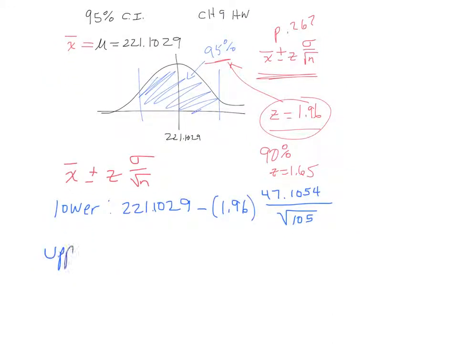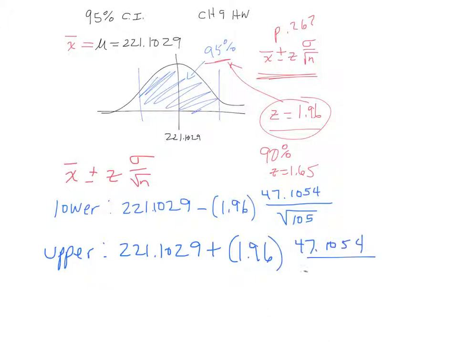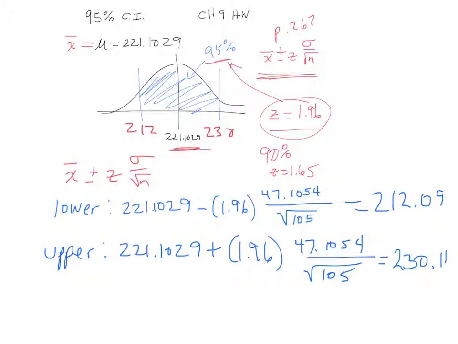The upper, you do the same exact way. The only difference is, instead of minus, you do the plus. So 1.96, 47.1054 over the square root of n. And for the lower, I get something around 212.09, and the upper 230.11, which makes sense because if I go back up here and write it, my 230 and my 212 would look to be cutoffs, because the 212 is below the 221 and the 230 is above it.